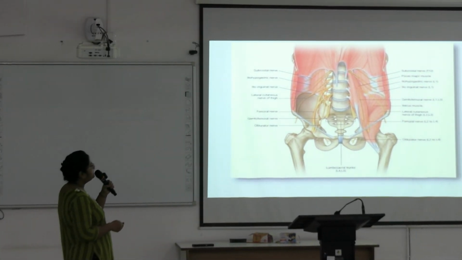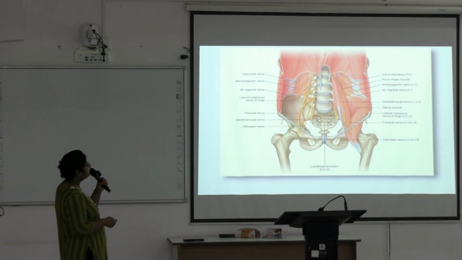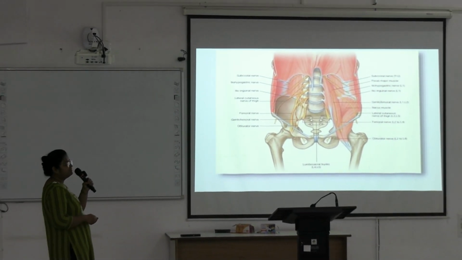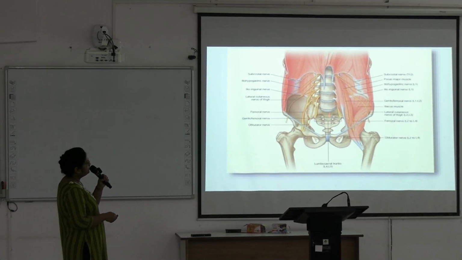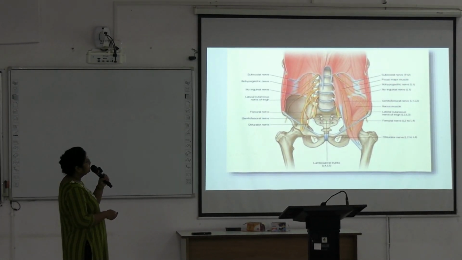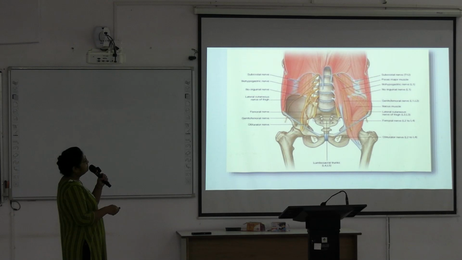After that, along the lateral margin of psoas major, you will get this thick nerve, that is the femoral nerve. And here on the medial side of the psoas major, you will get the obturator nerve. Okay. So laterally femoral nerve and medially obturator nerve. And lying over the psoas major, this nerve is the genitofemoral nerve.